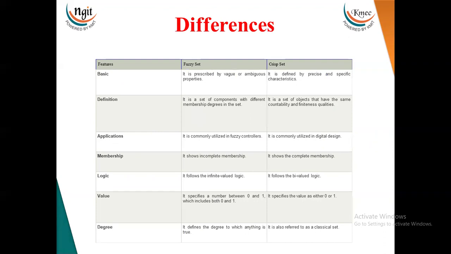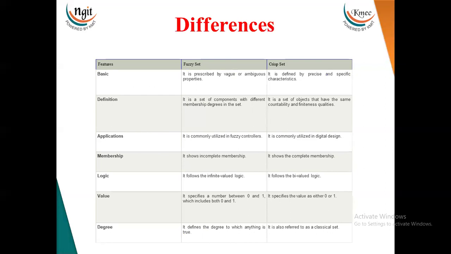The second difference is that a fuzzy set is a set of components with different membership degrees. Here I told you we have Ram 0.4, Anil 0.6, Sunil 0.8. So what is the meaning here? Each and every element in the set will have some membership value. But in a crisp set, we don't have any membership value. Directly, if the element belongs to the set, you incorporate it in the set. Otherwise, you will not put the element in the set.